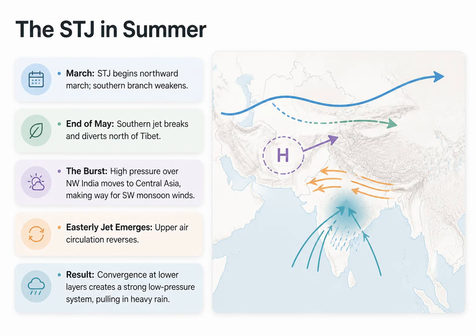As winter turns to summer in March, the STJ begins its northward march, and that oppressive southern branch starts to weaken. By the end of May, the southern jet completely breaks down and shifts entirely north of Tibet. This is the trigger for the monsoon burst. The high-pressure lid over northwest India is suddenly removed and shifts into Central Asia. Simultaneously, an easterly jet emerges over peninsular India. The entire atmospheric circulation reverses. Surface high pressure is replaced by a massive low-pressure system, which aggressively pulls in the southwest monsoon winds.